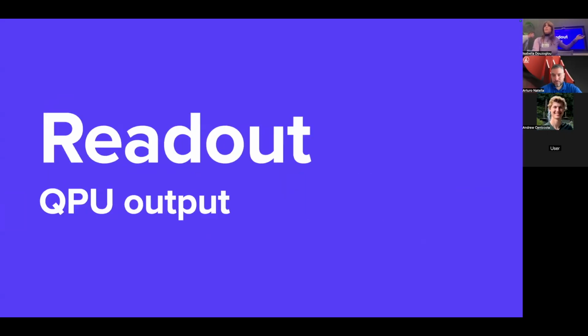So what is the readout of the QPU? Does anybody have an idea? Yes. Well, you collapse a state. So because things are in superposition, once you read it out, you collapse the state and you get the probability distribution of the final state. Yes. Any other ideas? What is the readout of a QPU?